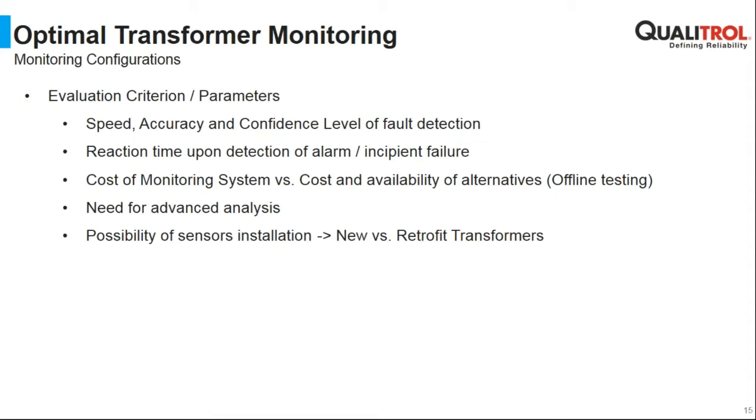And one is, for example, if you compare a DGA and the partial discharge, DGA needs some time for the gas to distribute through the transformer. But if you have a partial discharge, then a PD sensor reacts immediately. So the speed of detection is also interesting in terms of how much money or effort you want to put into monitoring.